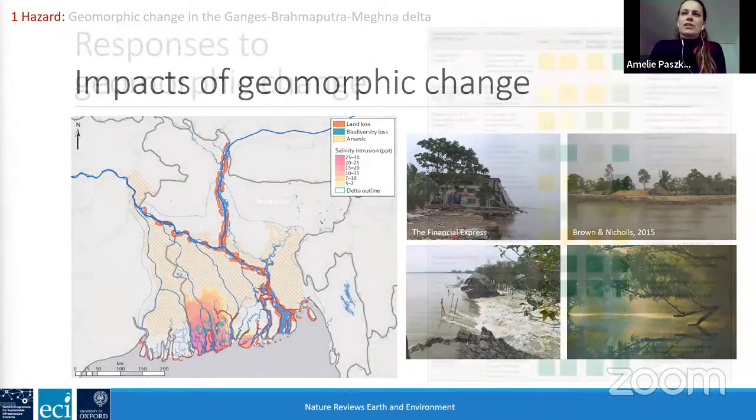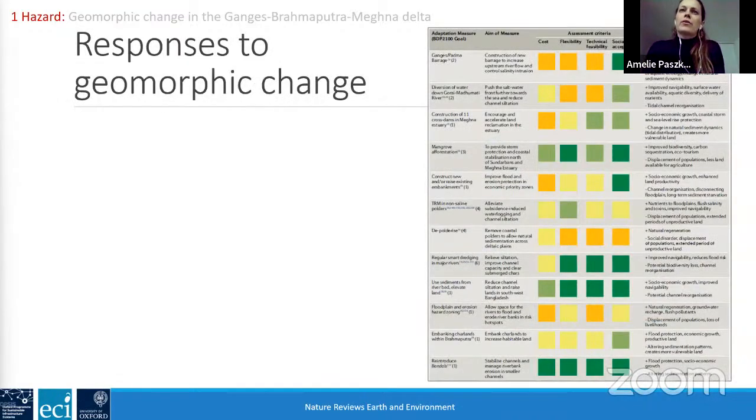And then for the last stage of the DIPSIR framework, we focus on how societies have been responding to these geomorphic processes. So we put together a table of example responses that are currently being discussed. And these range from engineered measures to individual farming responses. And then we rated them based on cost, flexibility, technical feasibility, and social acceptability, which are categories in line with the Bangladesh Delta Plan for this century.